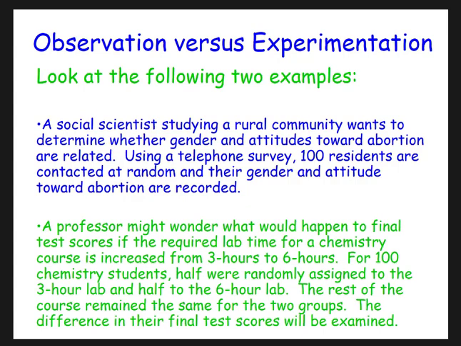Here's a second example. A professor might wonder what would happen to final test scores if the required lab time for a chemistry course is increased from 3 hours to 6 hours per week. For 100 chemistry students, half were randomly assigned to the 3-hour lab and half to the 6-hour lab. The rest of the course remained exactly the same for the 2 groups. The difference in their final test scores then will be examined.